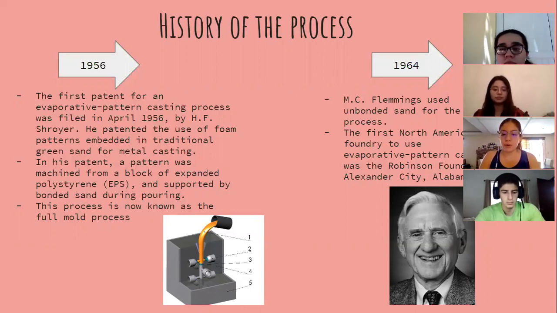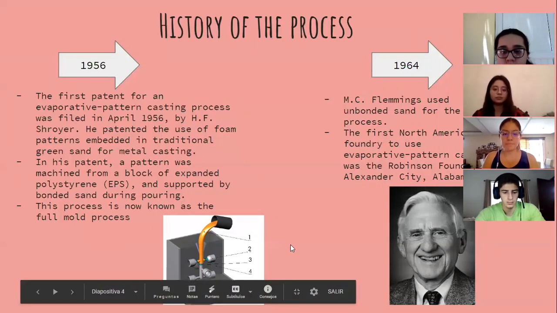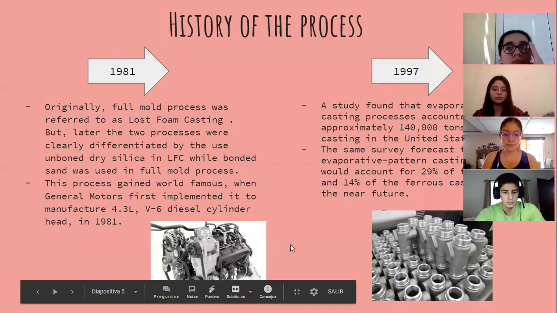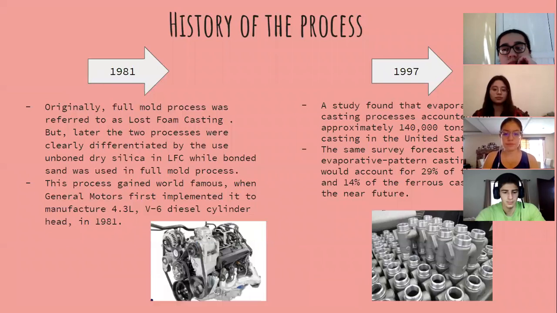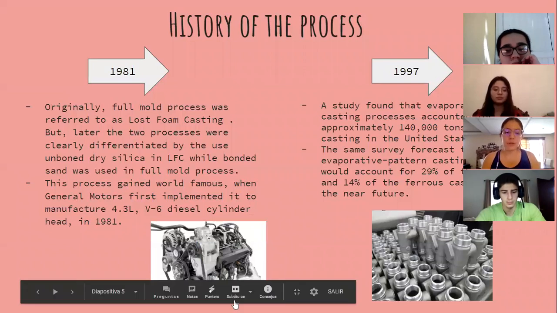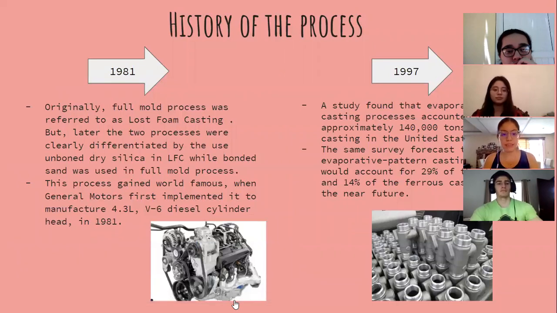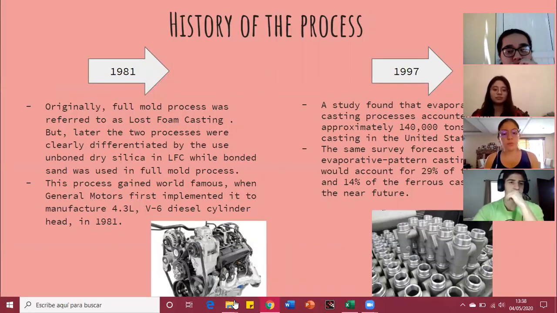In 1964, M.C. Fleming used unbonded sand for the process. The first North American foundry to use evaporative pattern casting was the Robinson Foundry at Alexander City, Alabama. In 1981, the full mold process was referred to as lost foam casting, but later the two processes were clearly differentiated by the use of unbonded dry silica in lost foam casting, while bonded sand was used in the full mold process.